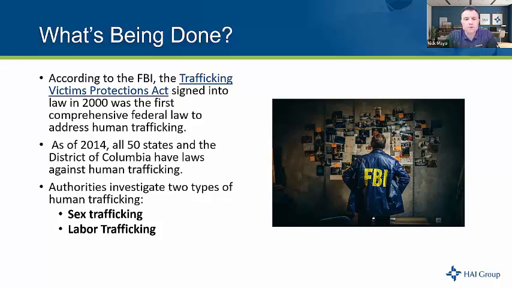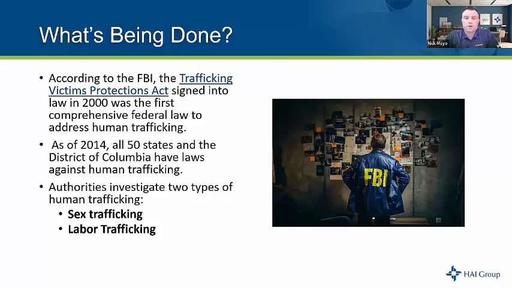Each state does have different state-allocated resources to this topic. In Connecticut, the information that we get is through the DCF and other state agencies. So each state may have different representatives. You just have to look up the information for your particular state. So authorities investigate two types of human trafficking.